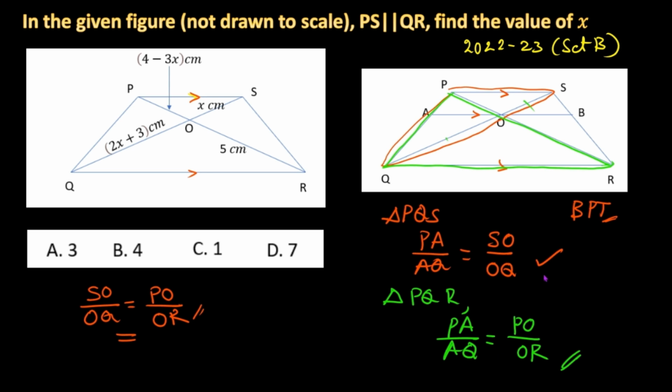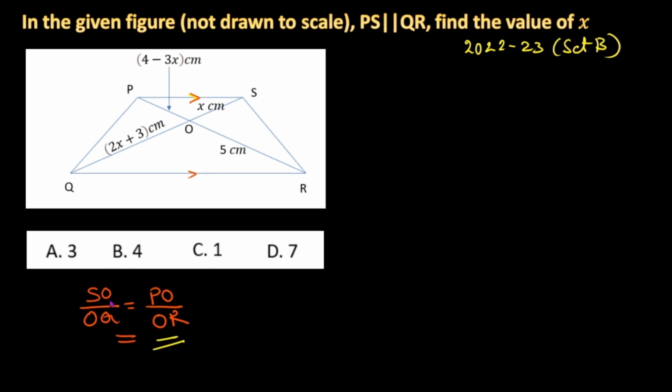If you observe these two ratios, the left side is the same, so the right sides are equal. So the diagonal ratios: SO by OQ equal to PO by OR. That's what we needed. SO is X, so X by 2X plus 3 must be equal to PO, and PO is 4 minus 3X upon 5.